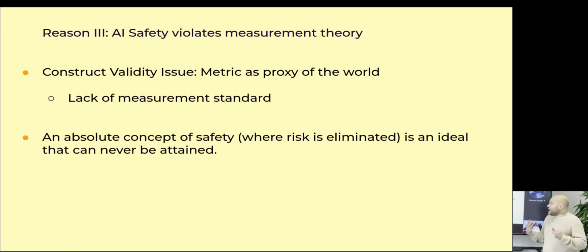Then safety as an absolute concept doesn't mean it's not real. What does safety mean? We can ensure that the risk is eliminated 100%. We assume a sandbox environment, which does not happen in the real world.